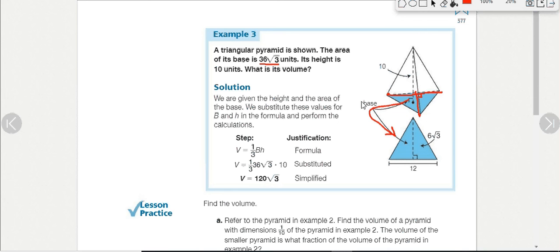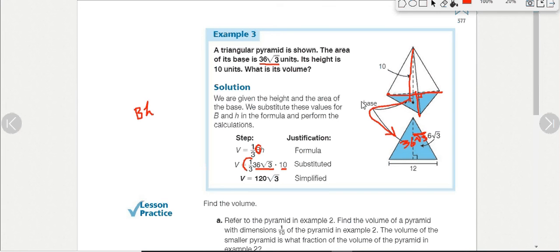Oh, it already told us that. The area of the base is 36. So they gave us the area of the base. It's 36 square root of 3. Okay, and that's ugly. But we know that formula is a third base times height. So you just plug in 36 square root of 3 is the B. Okay? And height is 10.